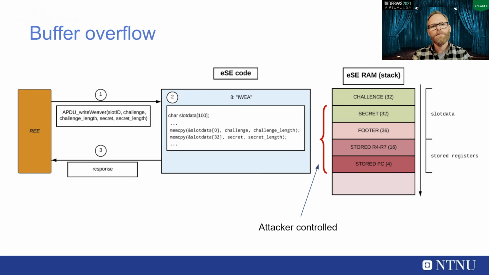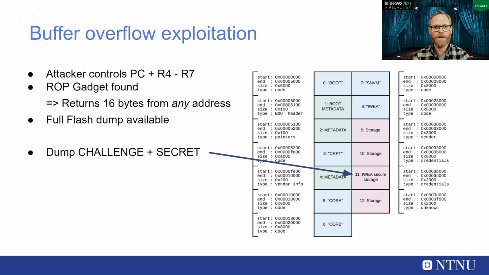You can see that by manipulating the APDU ReadWeaver, we have a complete buffer overflow, which lets us control the secret of 32 bytes, then the footer, the stored registers, and then the stored program counter. And if we can control the program counter, we can control the execution on this secure element chip. So using this, we could develop a full exploit for this secure element chip from the rich execution environment. We could send in a manipulated challenge and secret, control the stack, and then control execution.